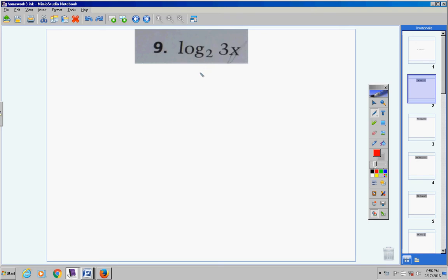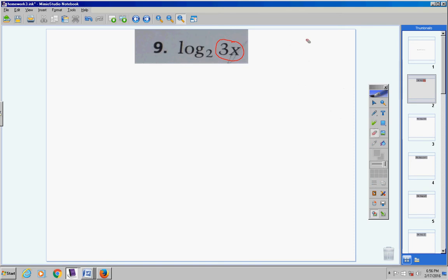So here we go. The key, in my opinion, to expanding a logarithm is to look at the argument and see if you have any multiplication or division. Or sometimes you could also look for exponents, okay? In fact, I'm not sure why I said sometimes. Those are the three things you want to look for.